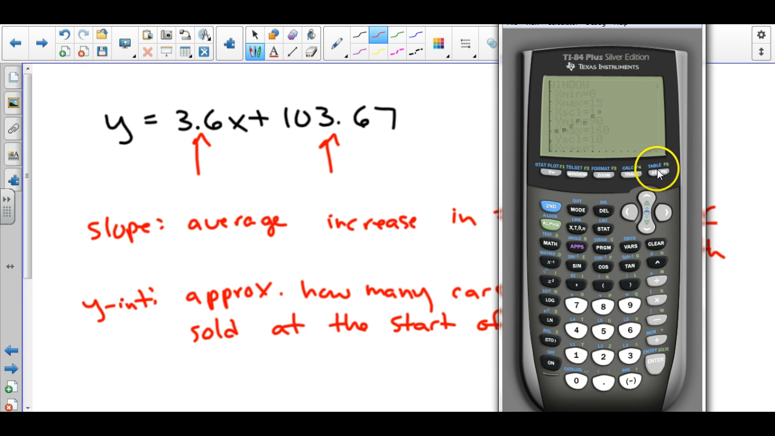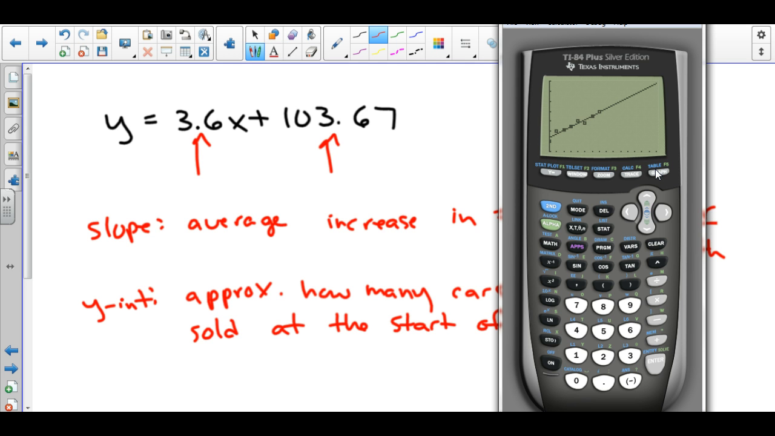So now I can hit graph, and it's going to show me all my data on there. Now if I want my trend line, if I want my equation to show up, I'm going to hit y equals, and we're going to put in this equation that's right here, 3.6x plus 103.67, and I'm going to hit graph, and there's my trend line.